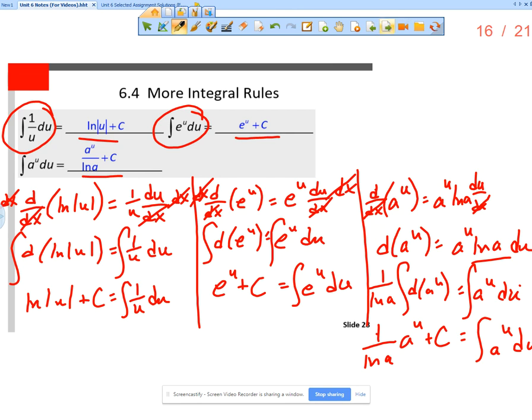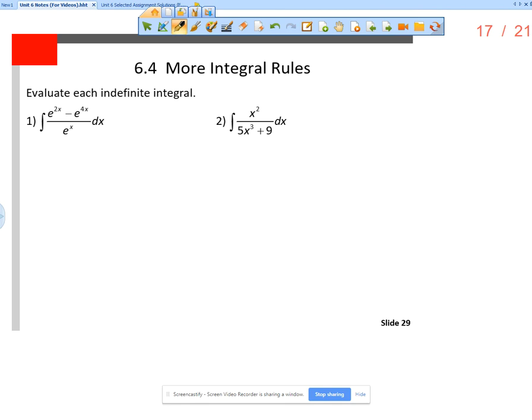Now we want to make sure that we can apply this. All right, slide 29. If I have the integral of e to the 2x minus e to the 4x over e to the x, the first thing I want to do is think about a U-substitution. But if I were to take a U-substitution, you have to make sure that the derivative is there. So number one is kind of a tricky one. We're going to rewrite this as e to the 2x over e to the x minus e to the 4x over e to the x. So we're going to split it up and ultimately write it as two separate integrals.